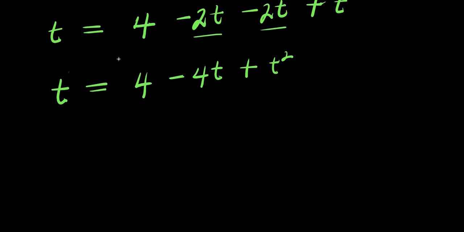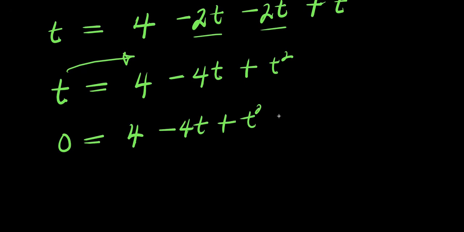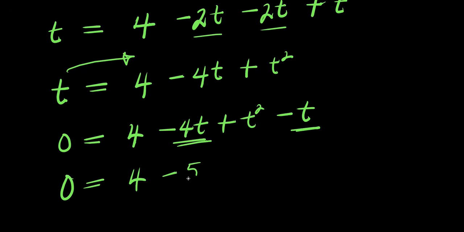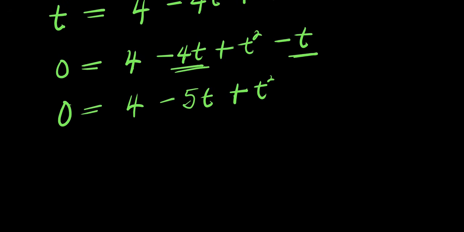So what we can do next is to move t over here, which is 0 equals 4 minus 4t plus t squared minus t. We have minus 4t here, we have minus t here. So minus 4t plus minus t will give you minus 5t. So this is 0 equals 4 minus 5t plus t squared. Now let's rearrange this. We have t squared minus 5t plus 4 equals 0.